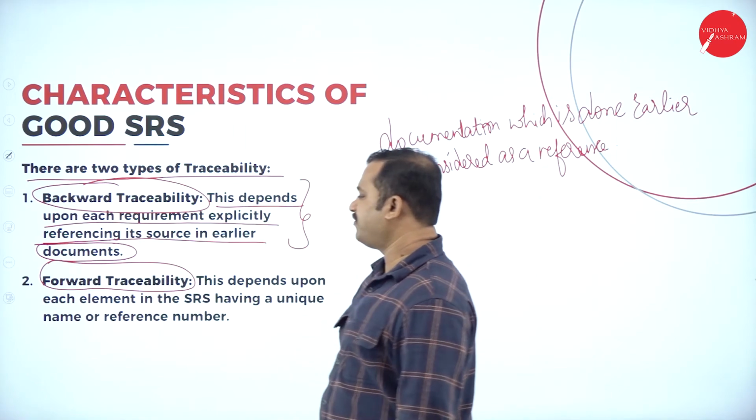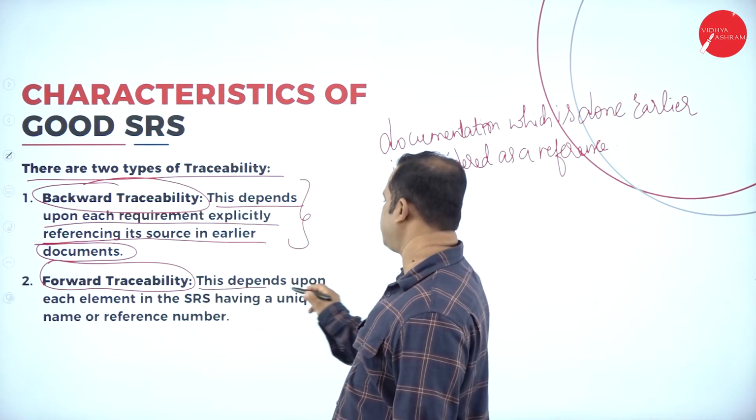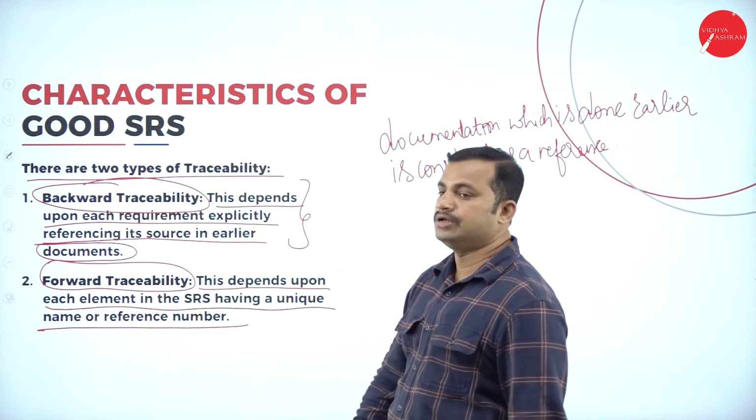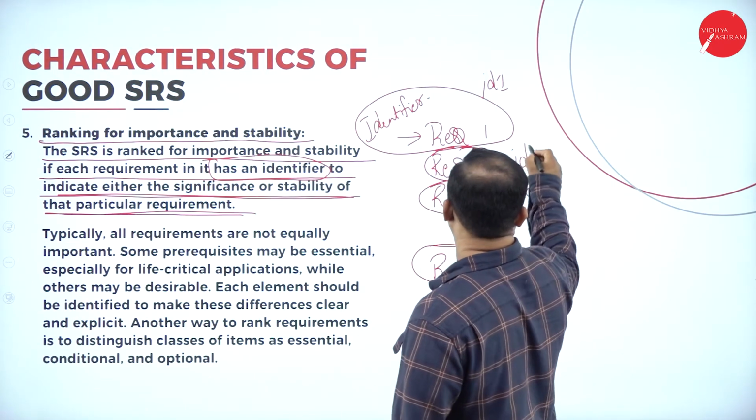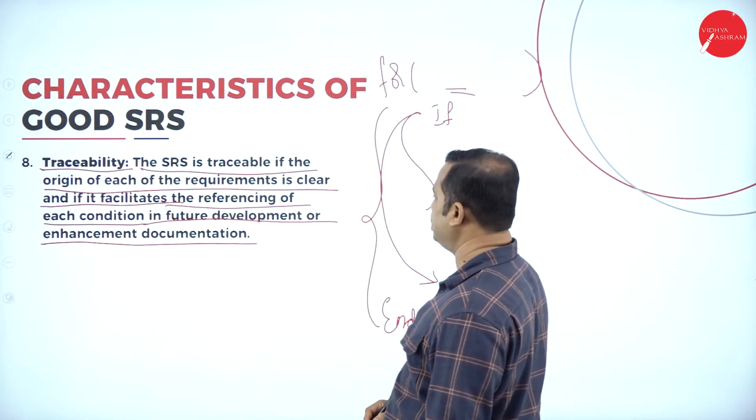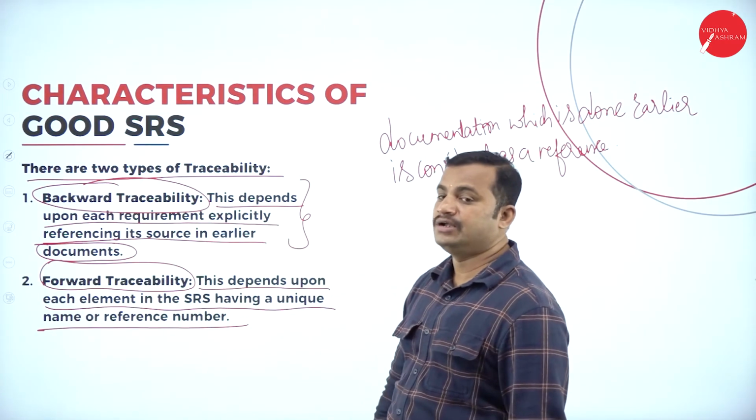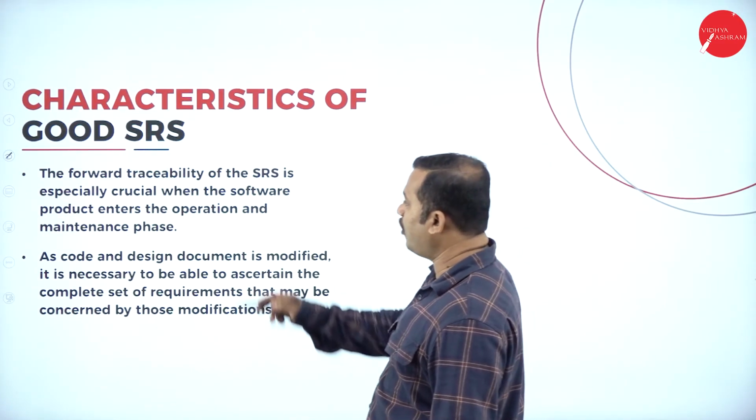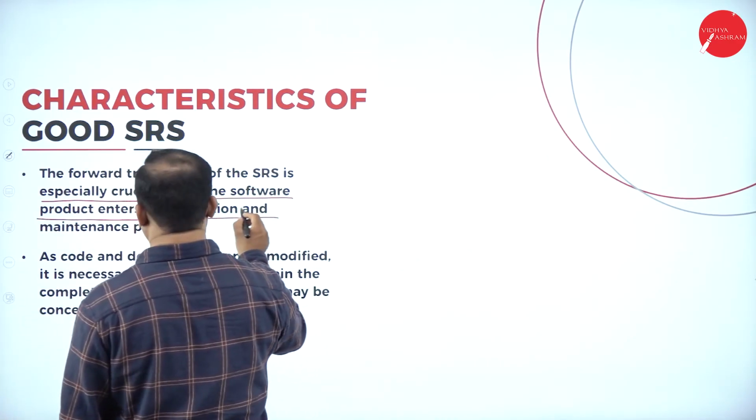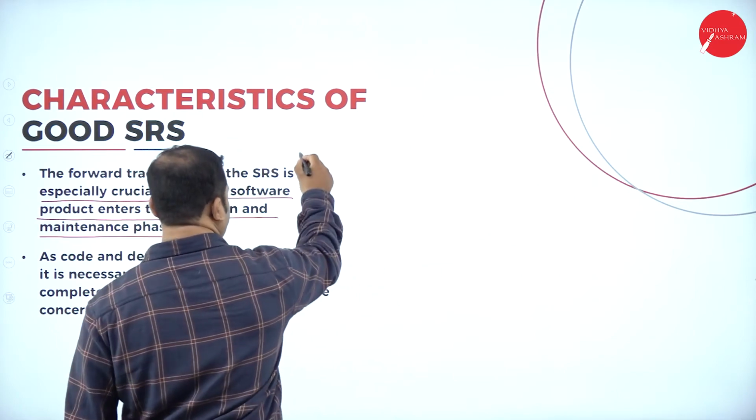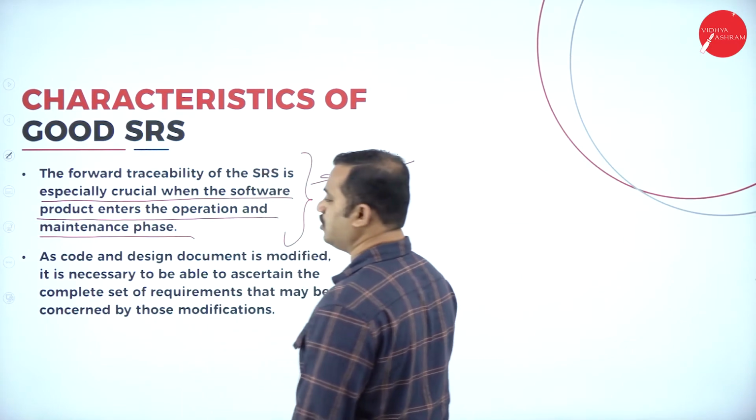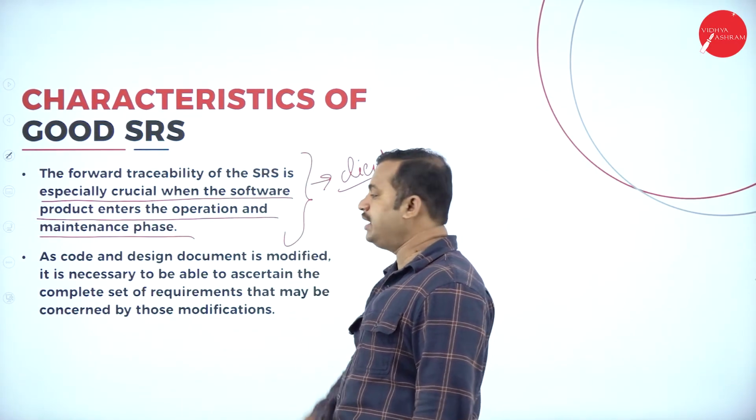But in case of forward traceability, there is no such thing. This depends upon each element in the SRS having a unique name or reference number. As I have already told you, this is identified by some unique identifiers. Each of these must be referenced like this. That is called forward traceability. The forward traceability of the SRS is especially crucial when the software product enters operation and maintenance. That is, after the delivery of this software to the client, this forward reference becomes very difficult, and it is crucial also. It is important as well.